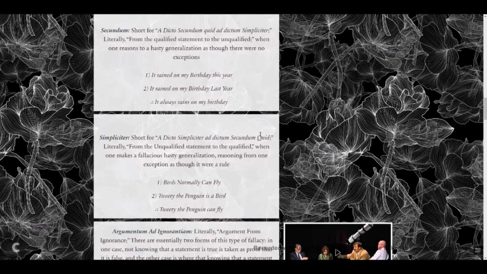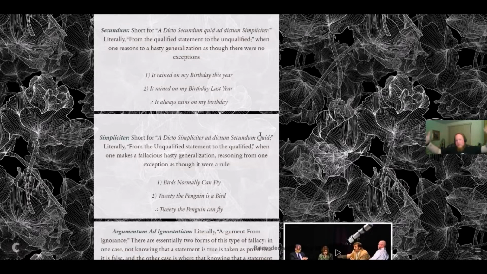These next two fallacies are very similar: Secundum and Simpliciter. They're both fallacies of generalization. They're both fallacies that actually come out of induction, where you take a group phenomenon and basically screw it up somehow. So Secundum, which is sometimes called a hasty generalization, comes from a Latin phrase, dicto secundum quid ad dictum simpliciter. Basically, you take one statement that works and apply it to something where it doesn't work. That's where you take a couple of instances and you say this must be the truth.